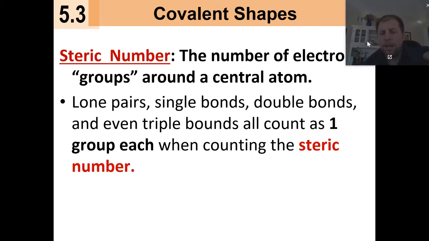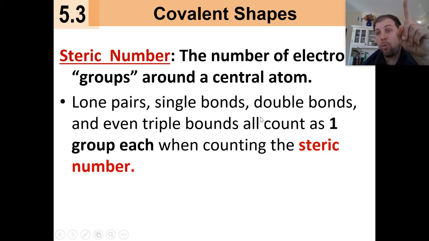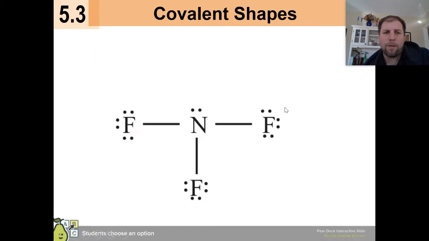The steric number is the number of electron groups that are coalescing around the central atom. Now, what counts as an electron group? A lone pair, two dots, that counts as one group. A single bond counts as one item. A double bond counts as one item, and a triple bond counts as one item. They all count as one thing for the steric number.